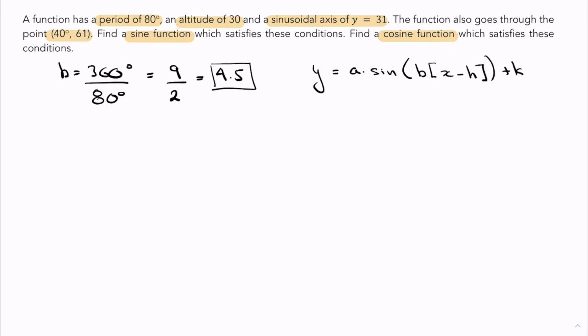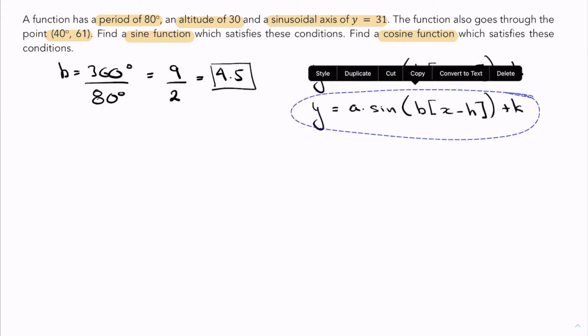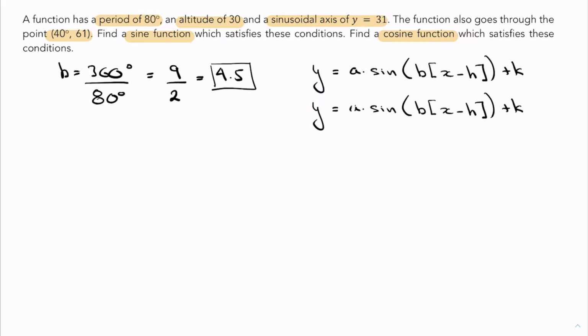So what can we fill in here? Well, we know a few things. The altitude is 30. So I'm going to take this, paste it here, and I know that my altitude is 30, which means my a value is 30 degrees. My sinusoidal axis, what is that again?